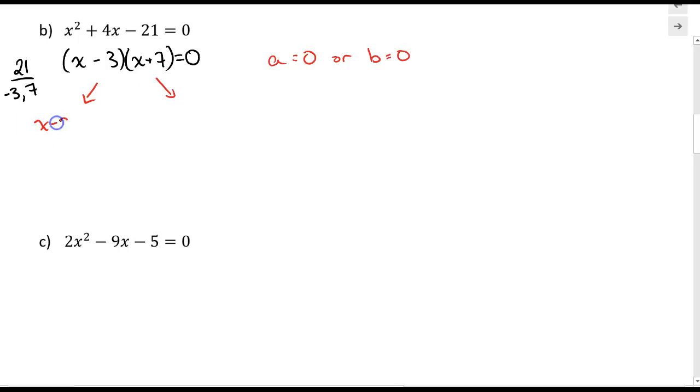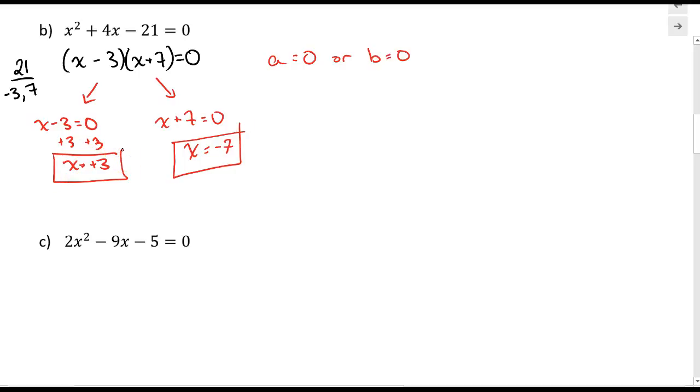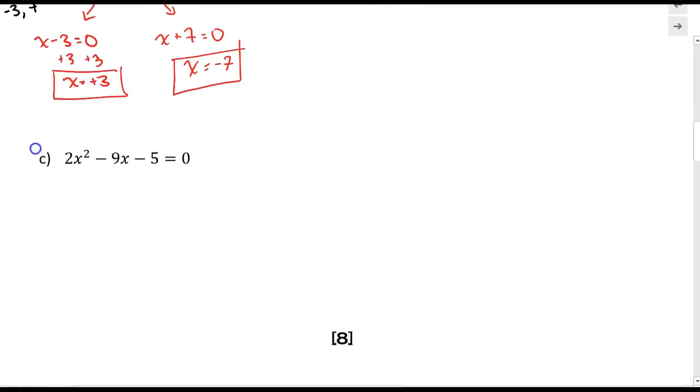We've got x minus 3 could be 0, in which case x would be positive 3. Alternately, x plus 7 could be equal to 0, in which case x would be negative 7. So now I have two possible answers. Now if you plug them both in, they both actually work. So they are both legitimate answers, and we can keep them both. You now have two answers for these quadratic equations.